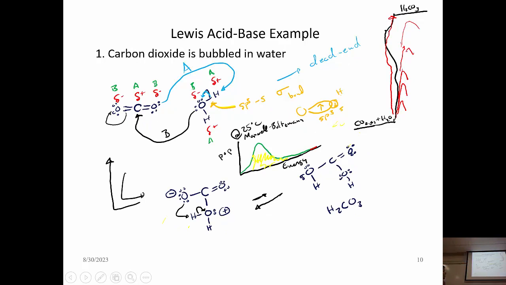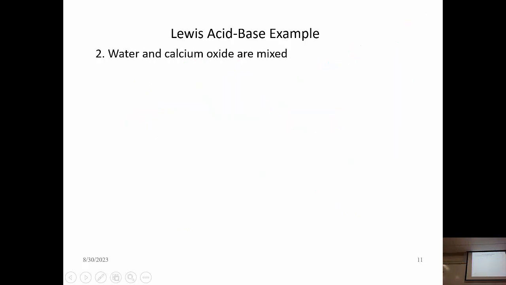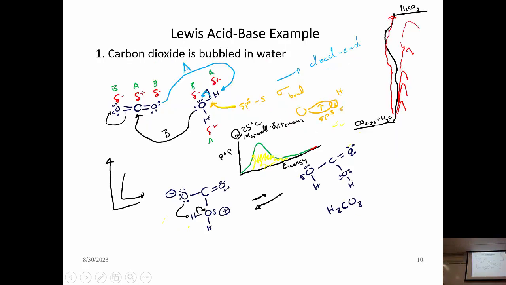All right, so this is an example of a Lewis acid-base reaction. In scenario A, CO2 was the base. It could be a base. In scenario B, CO2 is the acid. And so when people say CO2 is an acid, it's a Lewis acid. Well, it could also be a Lewis base. Depends on what you react it with.